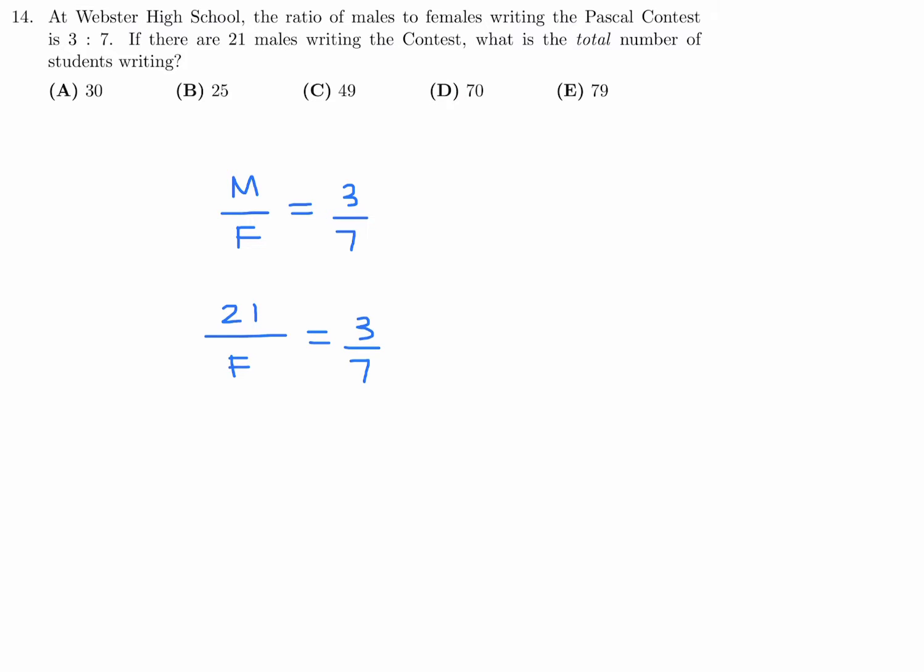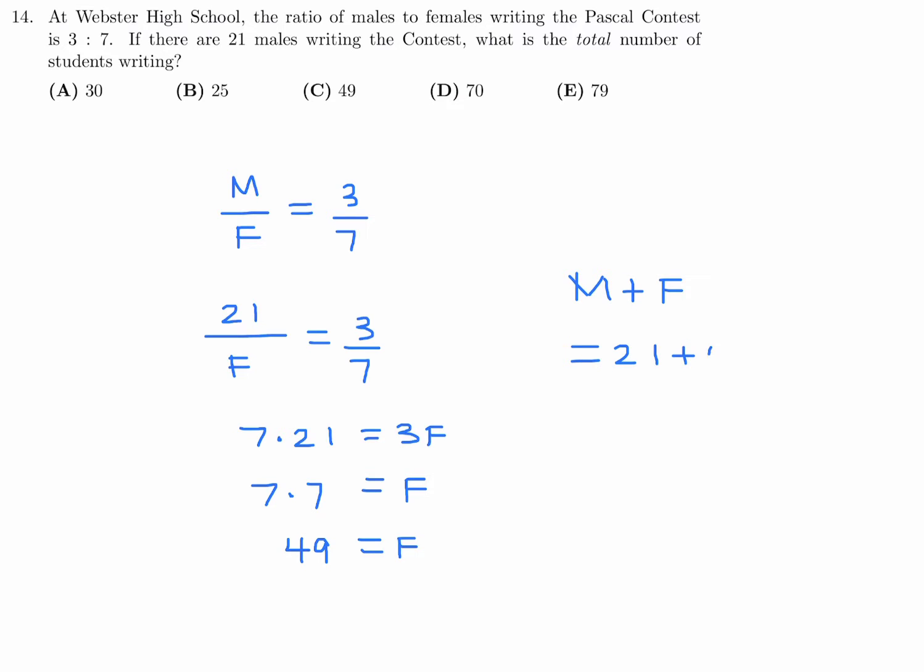If you cross multiply, you will get the following. 7 times 21 is equal to 3F. And F looks like 7 times 7, which is 49. So the total number of students, M plus F, is 21 plus 49, and that is equal to 70. So number 14, the answer is D.